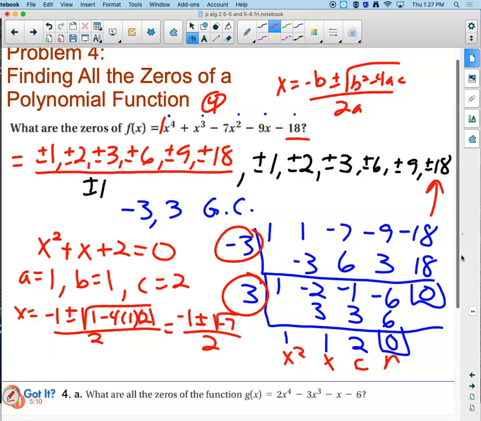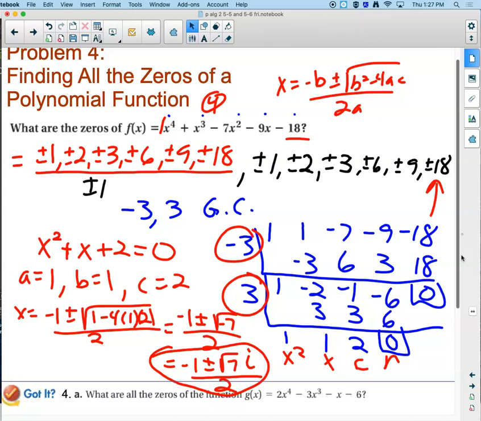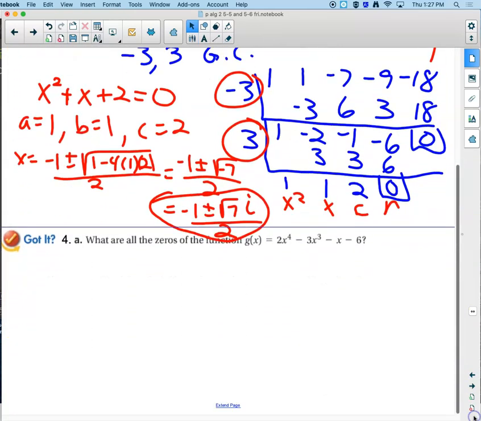And of course we can't leave that negative in there, so that'll be negative 1 plus or minus the square root of 7i all over 2. And that's the last two of the zeros that we needed to find, because it's negative 1 plus the square root of 7i over 2 and negative 1 minus the square root of 7i over 2. So that was an interesting one that we did not run across yesterday.